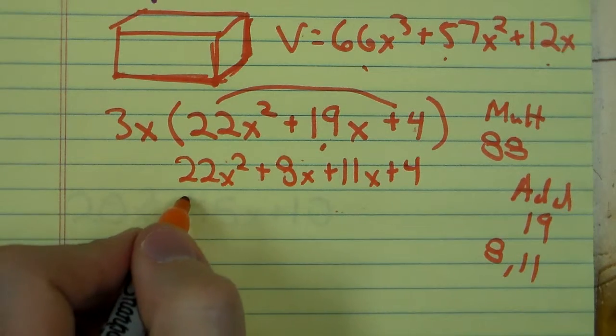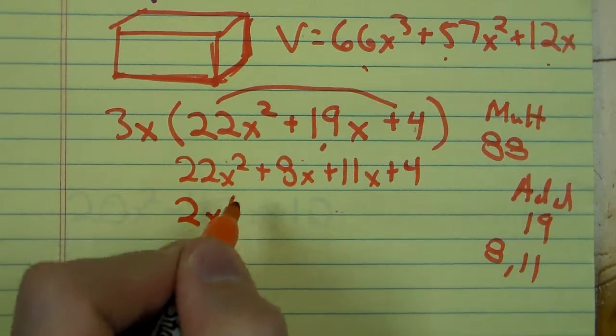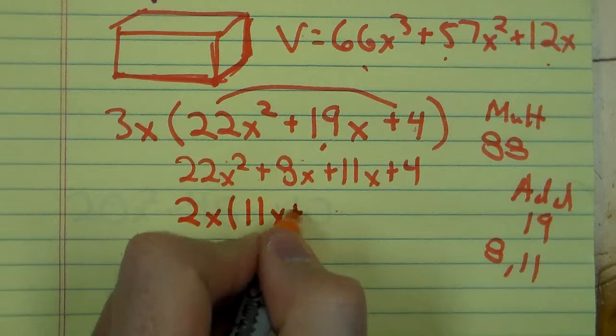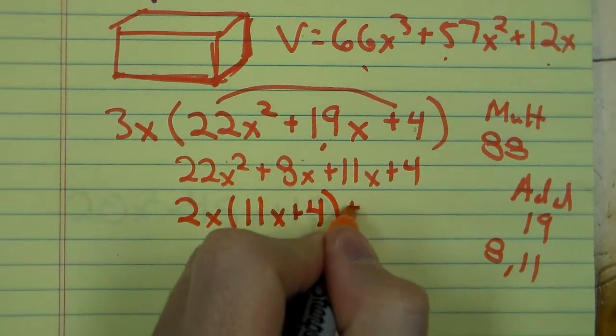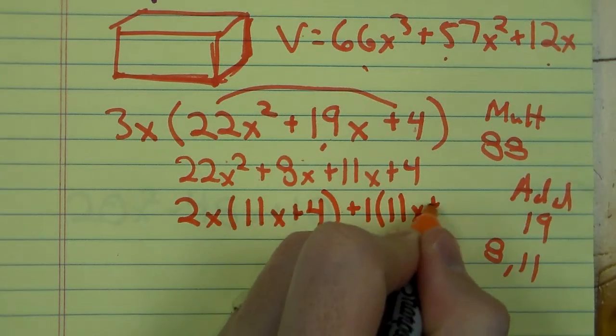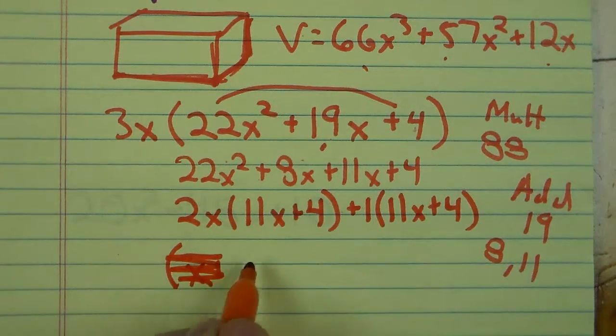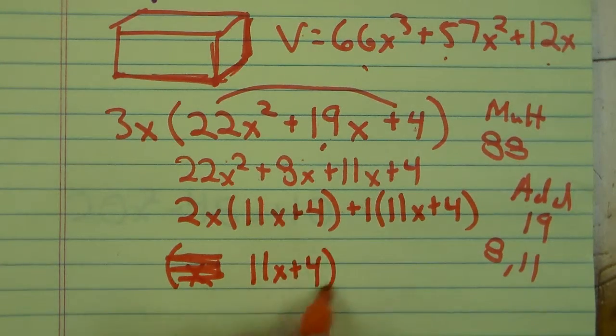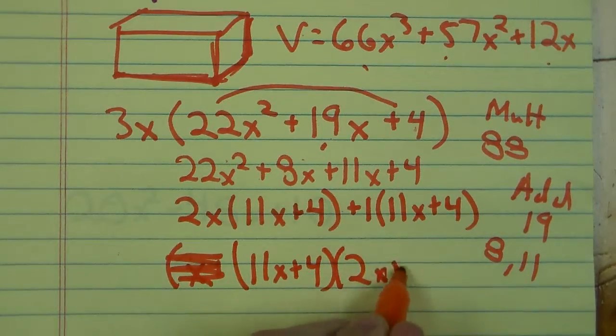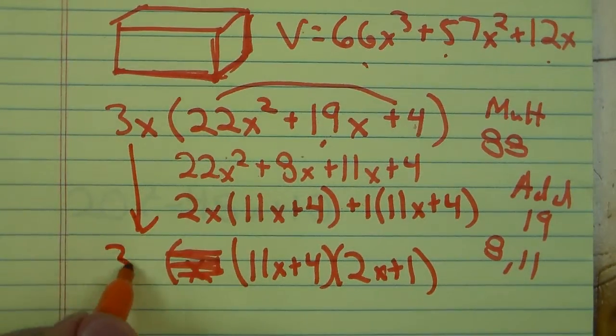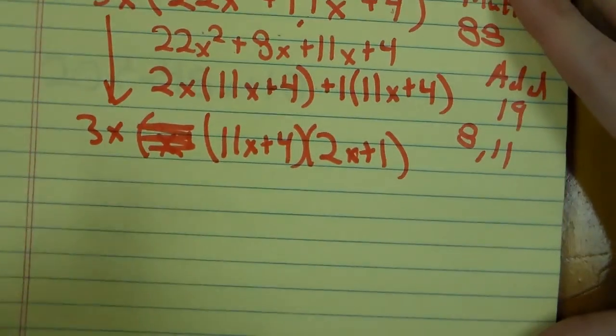Factoring, let's go 2x out, I get 11x plus 4. We don't really factor anything out from the other, we'll put a 1 there, 11x plus 4. This becomes 11x plus 4, and 2x plus 1. Bring down the 3x, and these are possible factors.